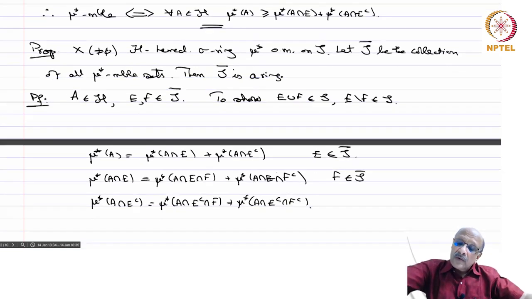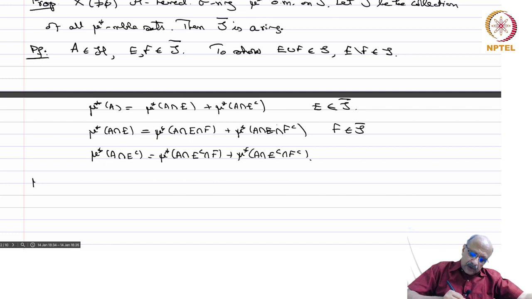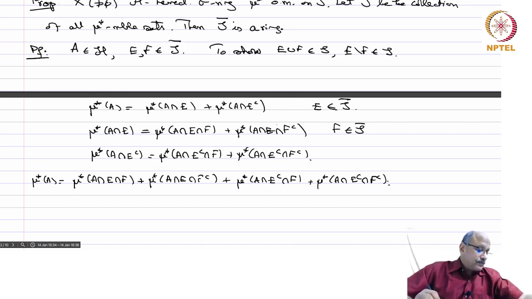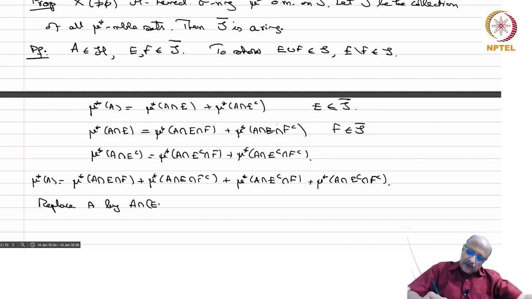So if you now substitute for these, you get mu star of A equals mu star of A intersection E intersection F plus mu star of A intersection E intersection F complement plus mu star of A intersection E complement intersection F plus mu star of A intersection E complement intersection F complement. Now replace A by A intersection E union F.